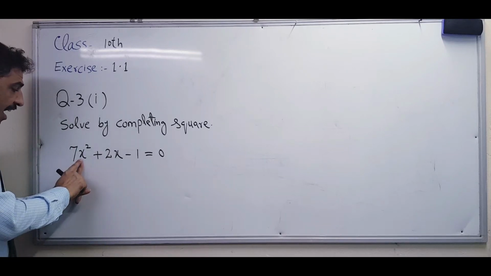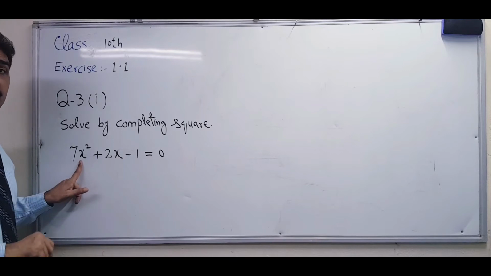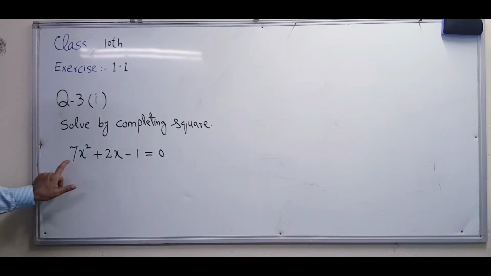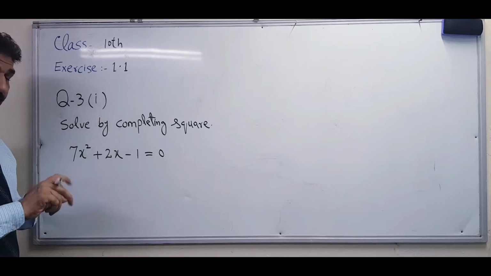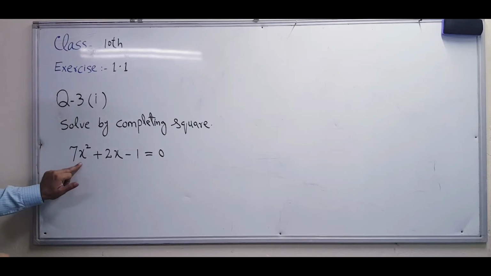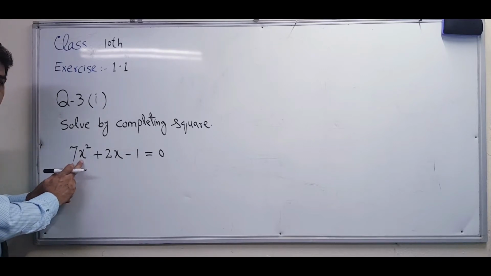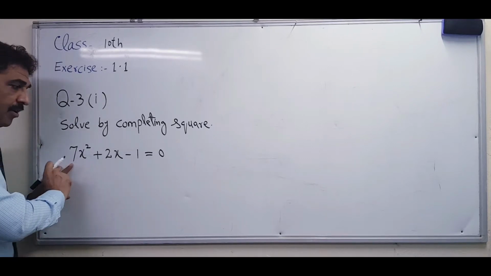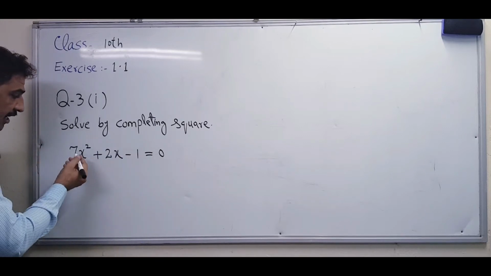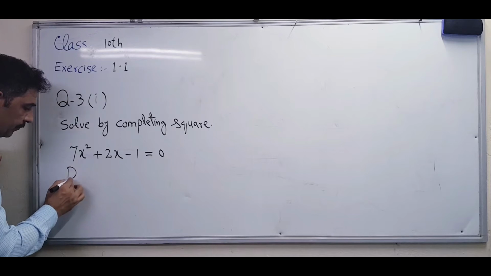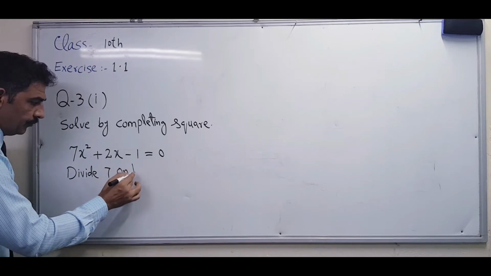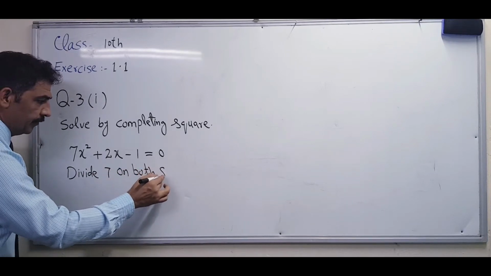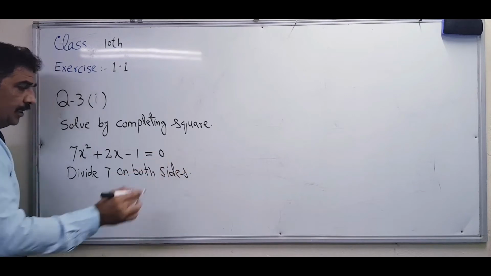But if it is other than 1, then how to make it 1? Now the question is how to make the coefficient of x square equal to 1. Good, we have to divide by 7. It means that the number which is multiplying x square, you have to divide the whole equation by that number. Now divide 7 on both sides of the equation.